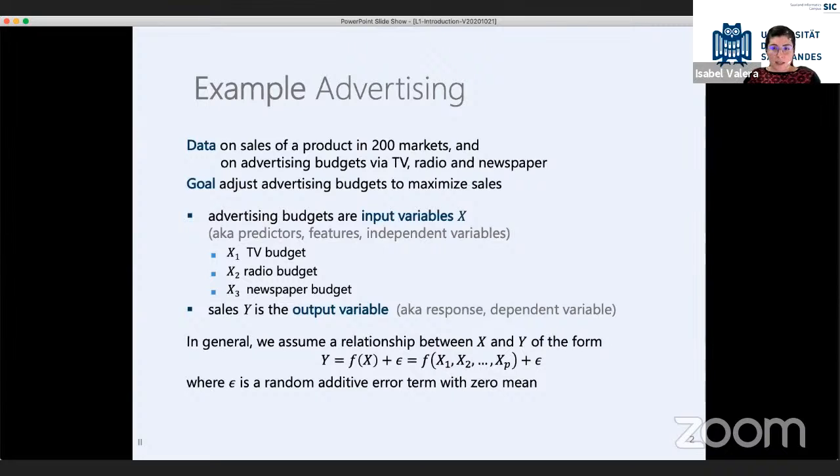In general, what we are going to assume is that there is a relationship from X to Y of the form that you see at the bottom of the slide.